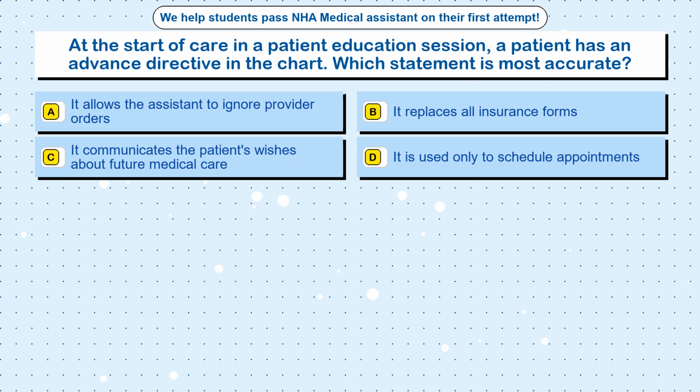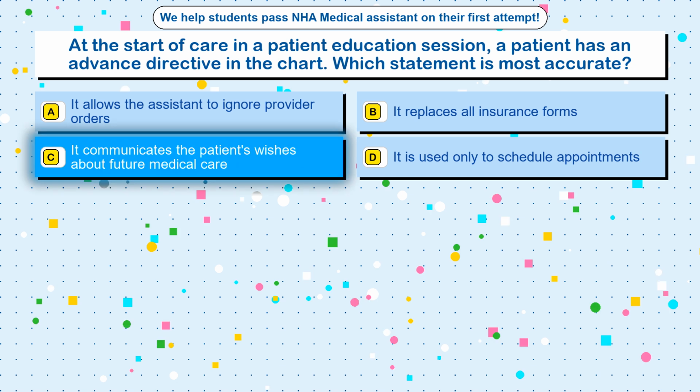Question 91. At the start of care in a patient education session, a patient has an advance directive in the chart. Which statement is most accurate? Option A, it allows the assistant to ignore provider orders. Option B, it replaces all insurance forms. Option C, it communicates the patient's wishes about future medical care. Option D, it is used only to schedule appointments.